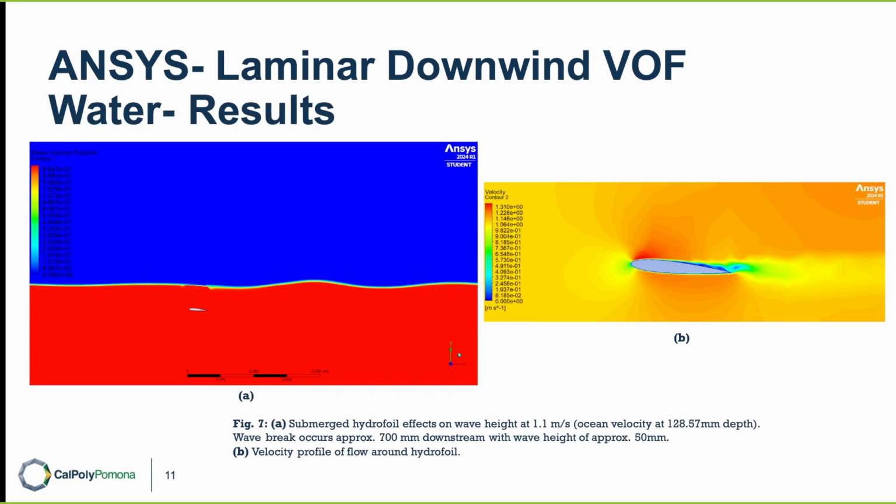So for the results, you can see that for the laminar flow, the wave height break occurs at 700 millimeters downstream with a wave height of approximately 50 millimeters. And it's very small due to the laminar nature of the flow. And then on the right side, you can see the velocity profile of the flow around the hydrofoil. And due to Navier-Stokes, you can see that the velocity flow increases at the start of the hydrofoil and then decreases at the back end of the hydrofoil.